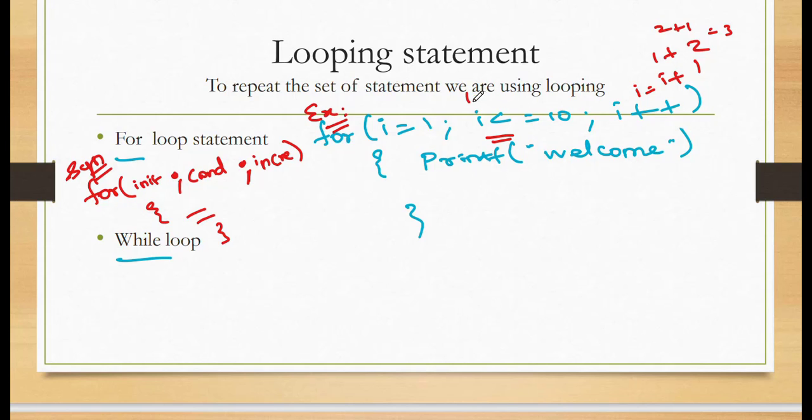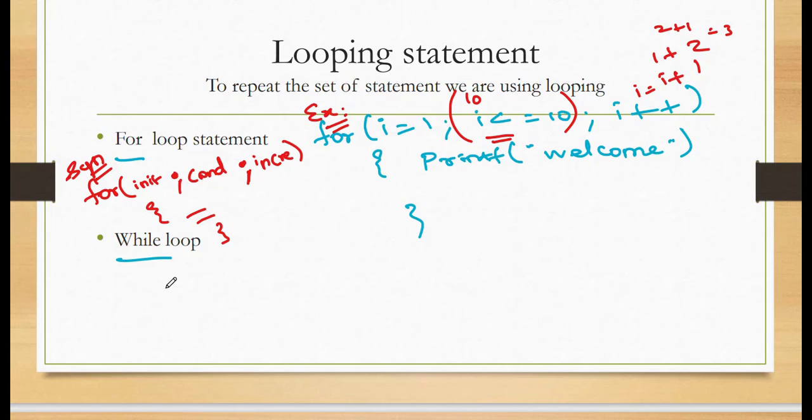And at last, when I is 10, it checks whether the condition is true or false. Is 10 less than or equal to 10? No. So it will skip the for loop and come out of the loop. This is the use of the for loop statement.